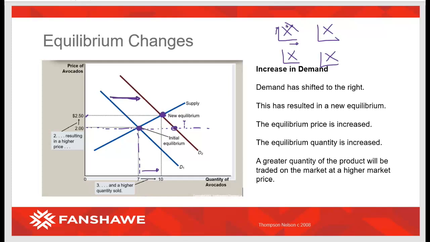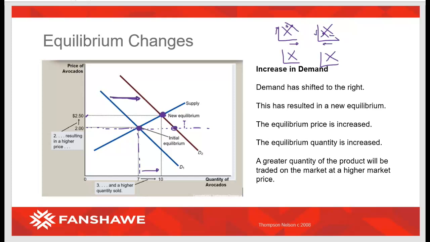I will shift demand to the left, right? Something became unpopular. We found out this product causes cancer. So therefore, people want less of it. Well, the equilibrium is now here at a lower price with less quantity demanded than before.